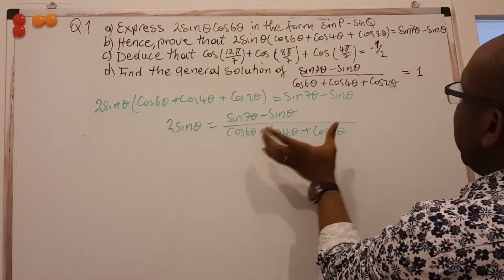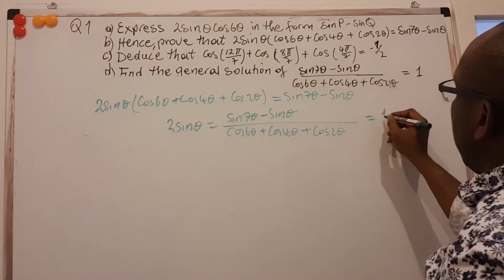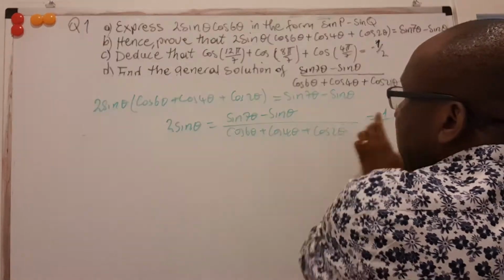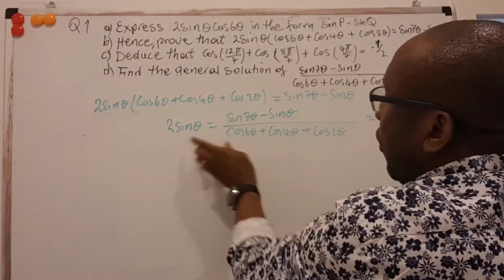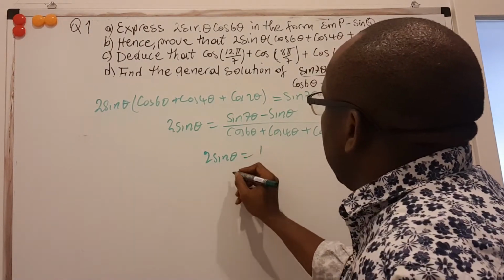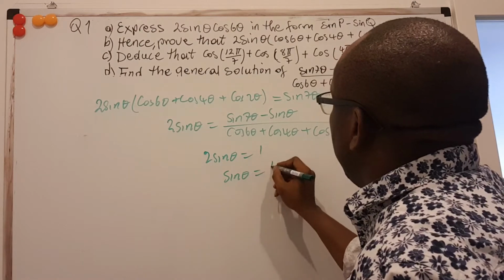You see? But this is equal to 1. So I can say this is equal to 1 according to this. So what I'm left to solve is, solving this equal to 1 is the same as solving this equal to 1, because they are the same. That means 2 sine theta is equal to 1, and sine theta should be equal to half.